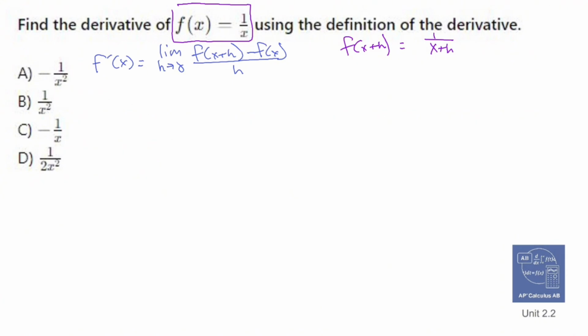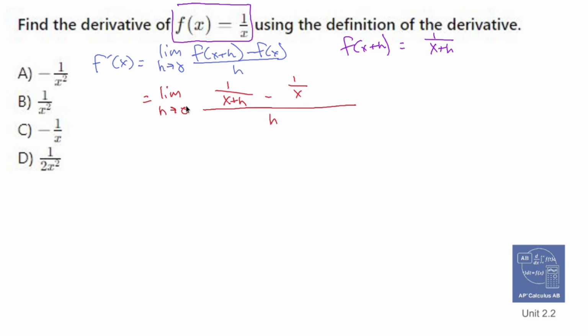So let's continue the problem and see what happens. And I know I'm going to have radicals or rationals or whatever they're called, and no one likes those, but I'll be all right. I'll just give myself plenty of space. F of x plus h was 1 over x plus h minus f of x was 1 over x, giving myself plenty of space, all over h.